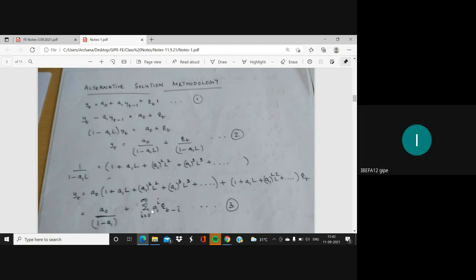So you'll be collecting the error terms where they are multiplied by these autoregressive coefficients. You'll get e_t plus a1 e_{t-1} plus a1 square e_{t-2} and so on. That whole thing is captured by this infinite summation. If I write this here, this gives me e_t, then this gives me a1 e_{t-1}, then a1 square e_{t-2}.